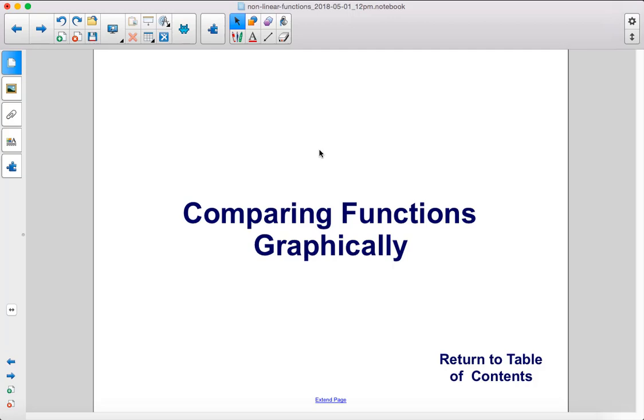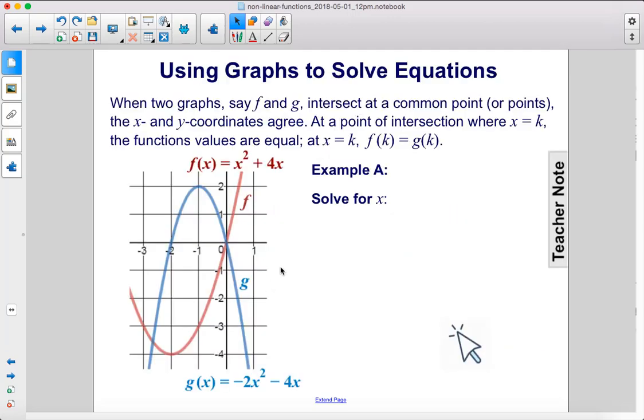Comparing functions graphically. When two graphs, say f and g, intersect at a common point or points, the x and y coordinates agree. At a point of intersection where x equals k, the function's values are equal. At x equals k, f of k equals g of k. So here we have the red graph, which is f of x equals x squared plus 4x, and we have g of x, the blue graph, and that's negative 2x squared minus 4x.